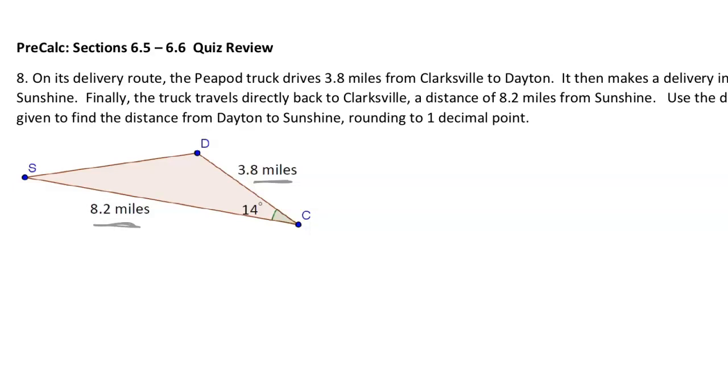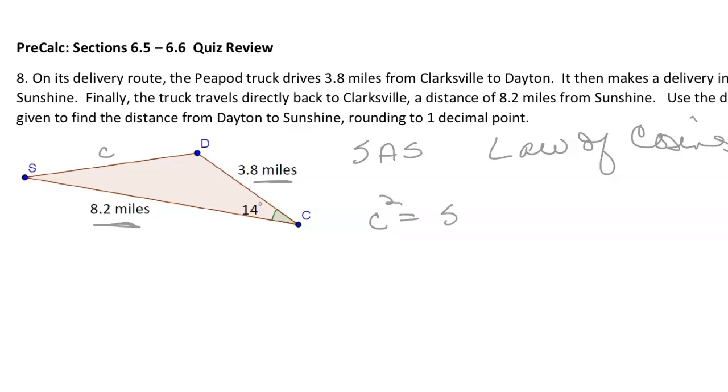Okay, so look what they gave you. They gave you side, angle, side. That is a law of cosines problem. And since it's a law of cosines, I want to find little side C. So I'm going to set this up for you because you don't have the traditional ABC triangle. C squared is going to be S squared plus D squared minus 2SD times the cosine of C.